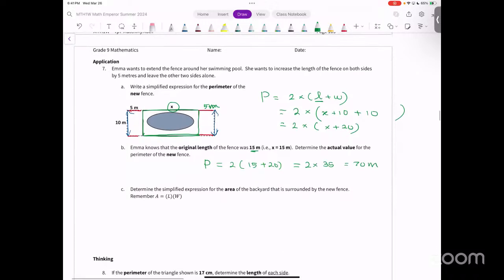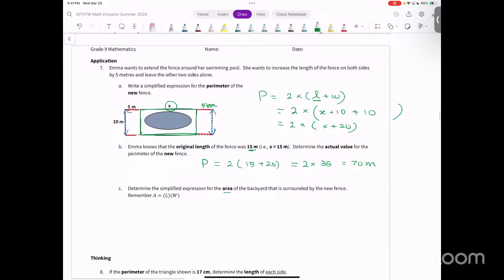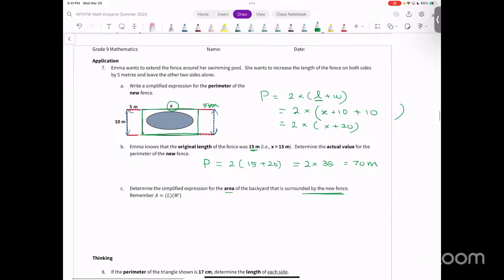Determine the simplified expression for the area of the backyard that is surrounded by the new fence. What they are trying to ask right now is the simplified expression for the area of the backyard. So she has been extending the backyard. If you can see, because she extended the backyard, she got a 50 meter square area here. So 5 times 10, there are 2 sides she has extended, isn't it? Are you following that question?